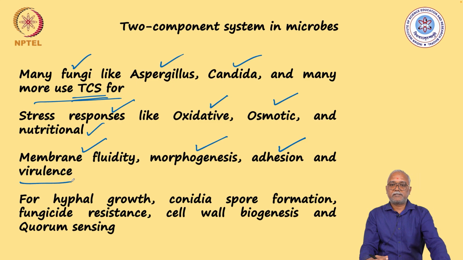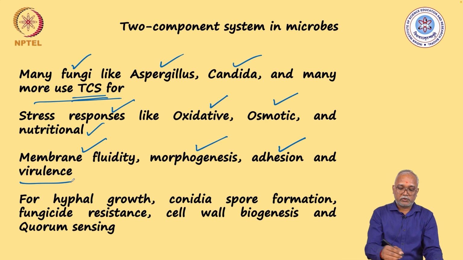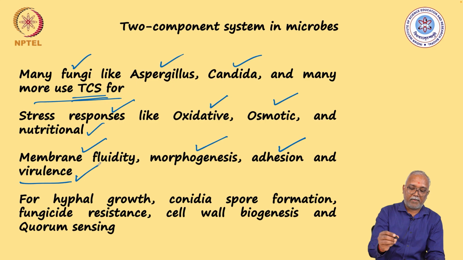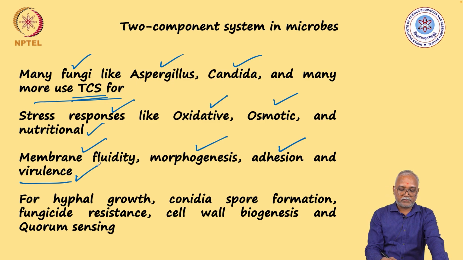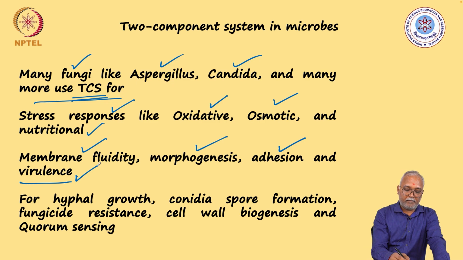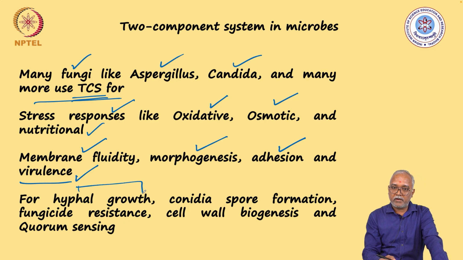Remember when we were discussing that if bacteria become sessile or form a biofilm, they are no more as virulent as when they were in free form. So even virulence, which is a property of these fungi, is also affected, or rather the virulence properties are mediated by the use of the two component system. Last but not the least, in case of fungi, the growth of hyphae is also regulated by the two component system.